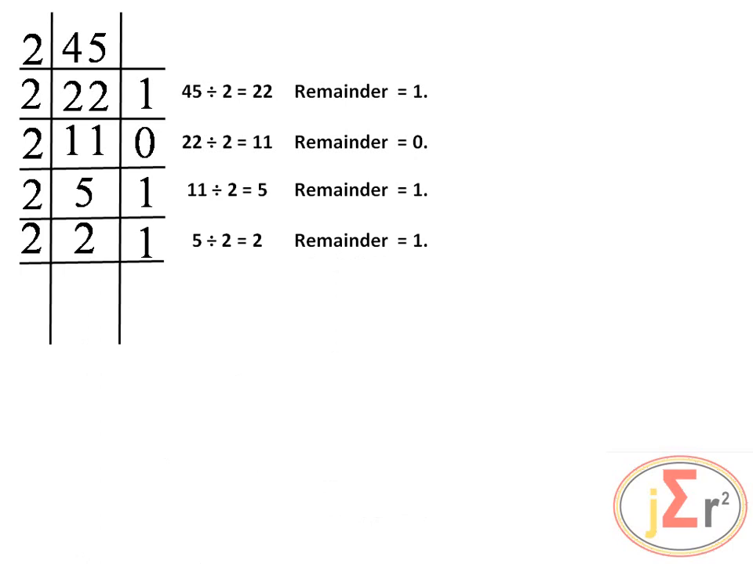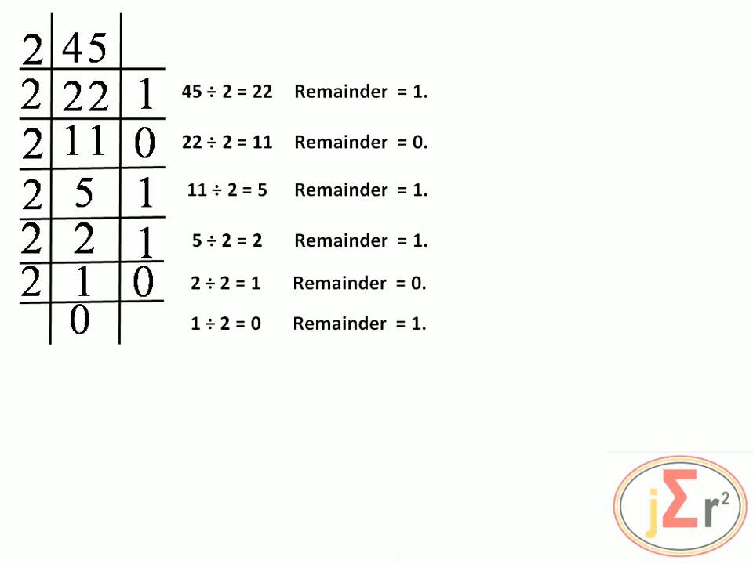Then we have 2 into 2 now, 1. And the remainder is 0. And then, finally, 2 into 1 is 0. Right. And the remainder is 1. Lovely. Let us use the same process as before with 45, which is collecting the remainders in the reverse order. Right. And that is how we finish our process of converting 45 decimal to binary.